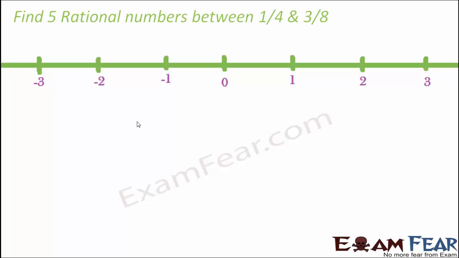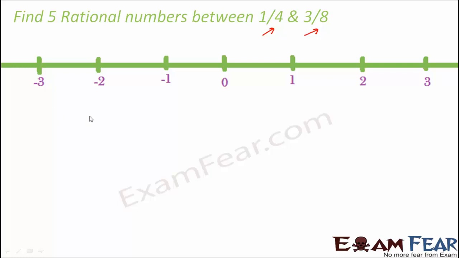So let us do another exercise. Find 5 rational numbers between 1 by 4 and 3 by 8. So here you see, this is our lower boundary, this is the upper boundary, and they both have different denominators. Now we will have to ensure that both of them have the same denominator. So how do we ensure that?